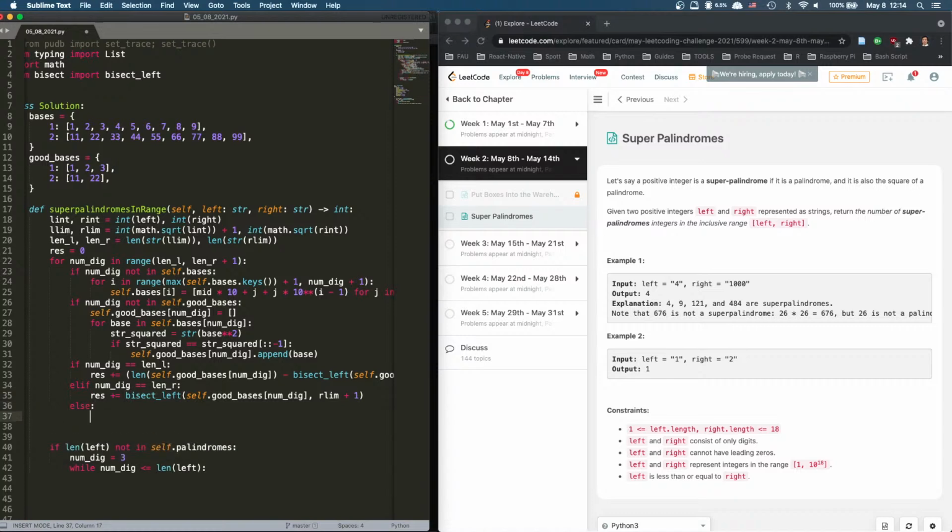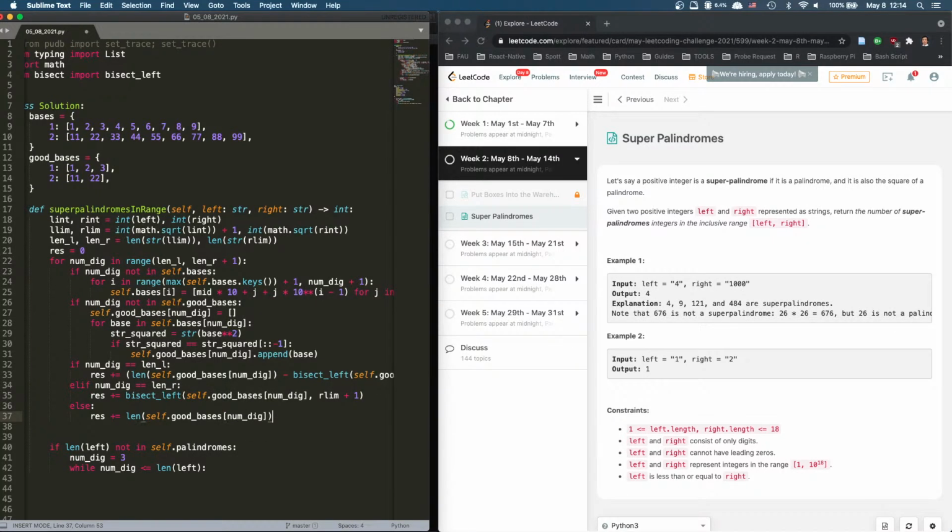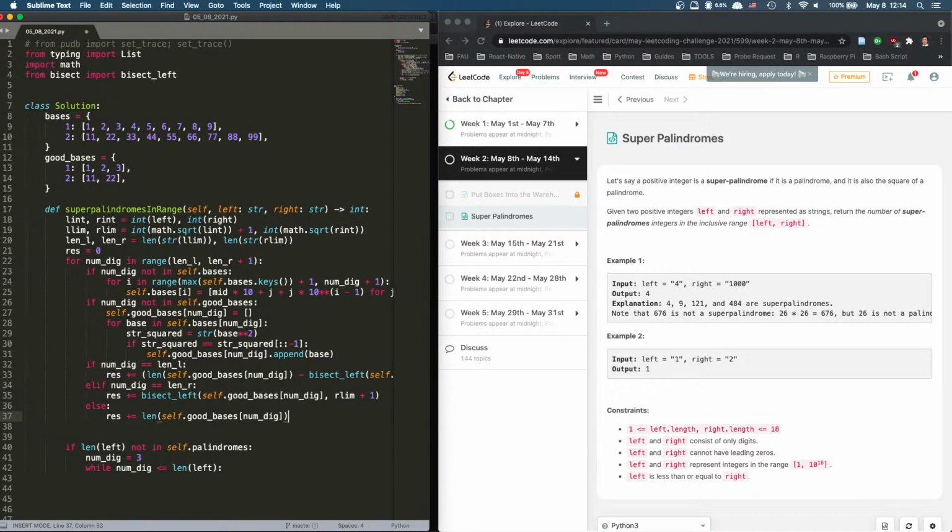Else, if num digits is in between the two ends, then we say res plus equal to just len of self dot good basis num digits. And then we just return res.